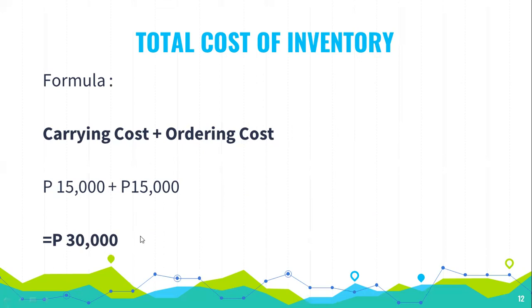Question: is this the lowest cost of inventory? Ito ba yung lowest possible cost of inventory considering the carrying cost and ordering cost? The answer is yes, because we are talking about economic order quantity. It means that this will be the lowest total cost of inventory, considering the variables that we have in the problem. So therefore, that will be our discussion for economic order quantity.